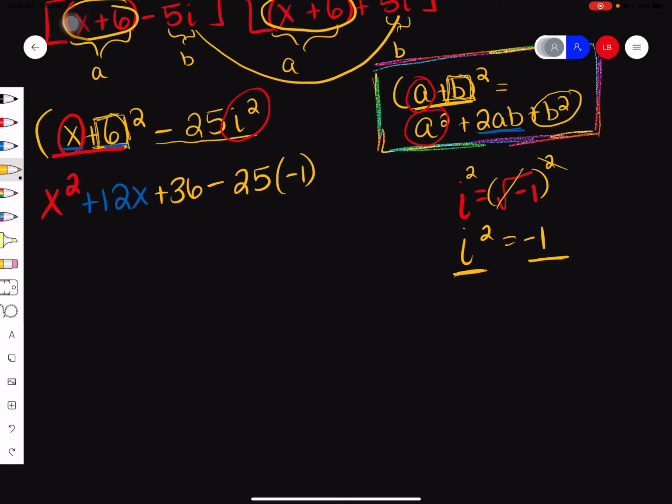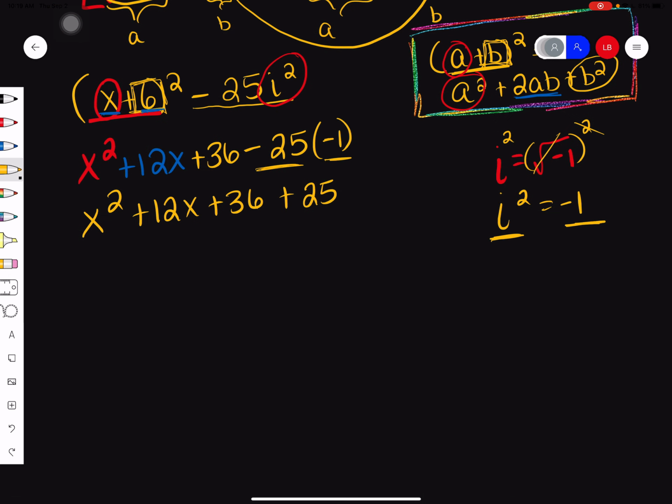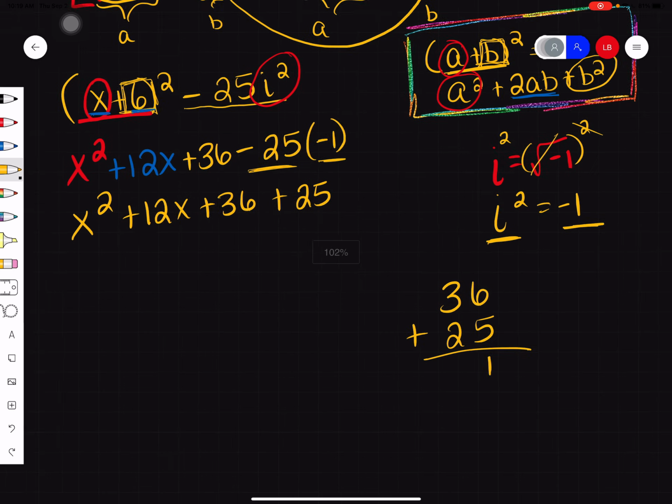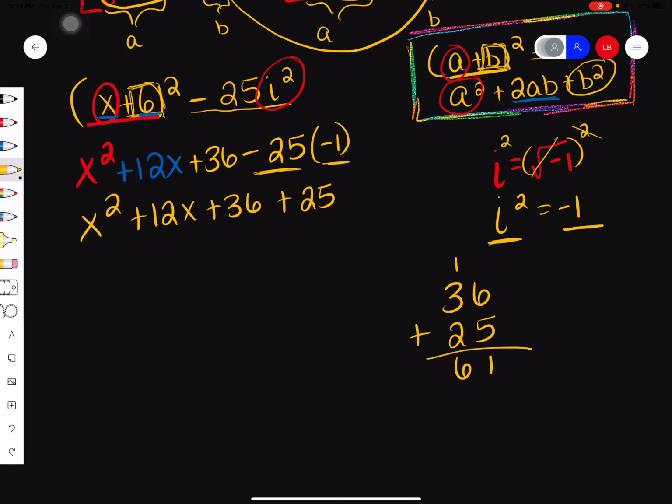And what that ends up being here, and you can look at this a number of different ways, I have -25 times -1, which gives me a positive 25. So I have x squared plus 12x plus 36 plus 25. And my last step here is to combine like terms. I have that 36 plus that 25. And if I add that, 6 plus 5 gives us 11, then that is going to give us 61. So I end up with x squared plus 12x plus 61.